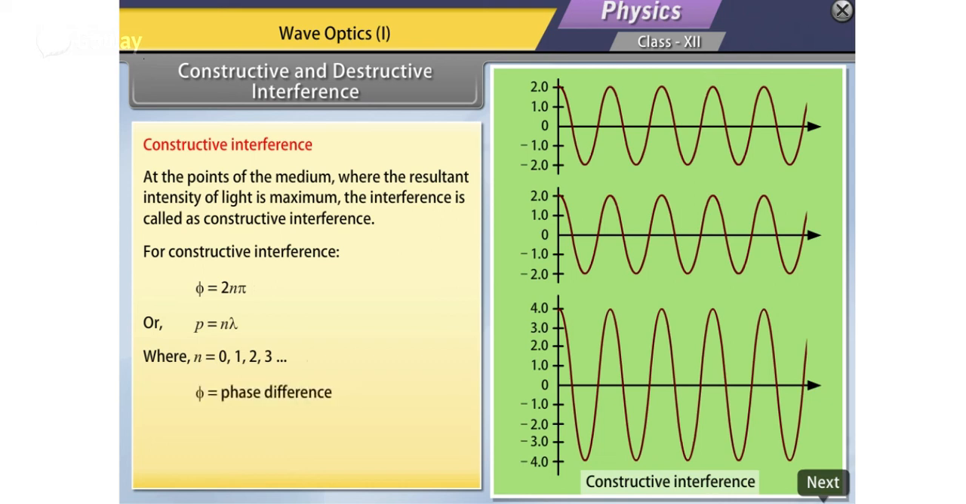Phi is equal to phase difference. P is equal to path difference. Lambda is equal to wavelength of light.